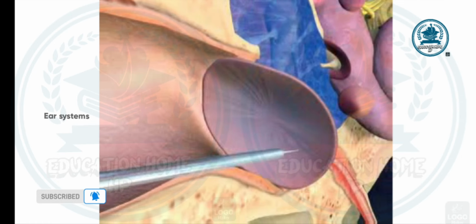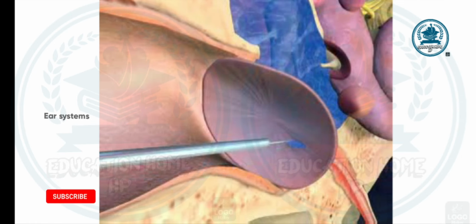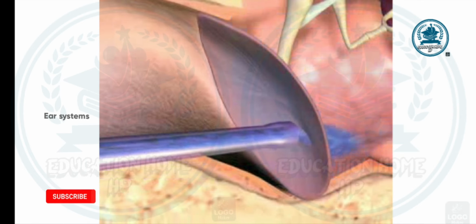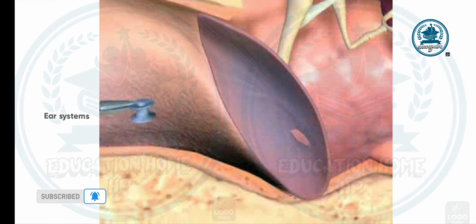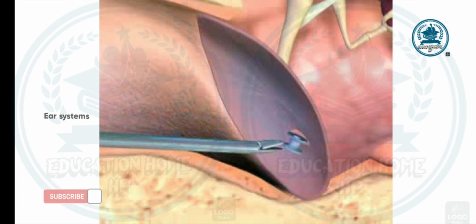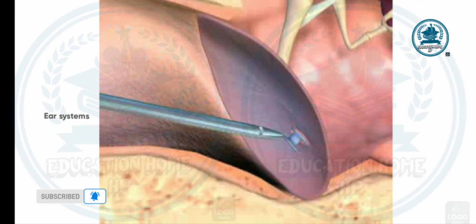In this procedure, a small incision is made in the tympanic membrane, and the built-up fluid is drained out. A small tube is then inserted into the incision to allow continuous drainage over a period of a few months.